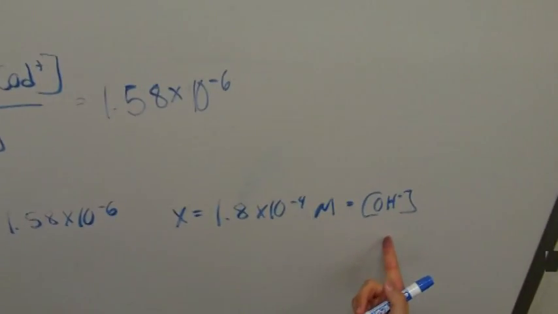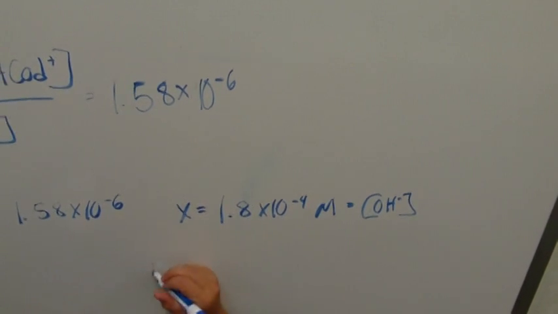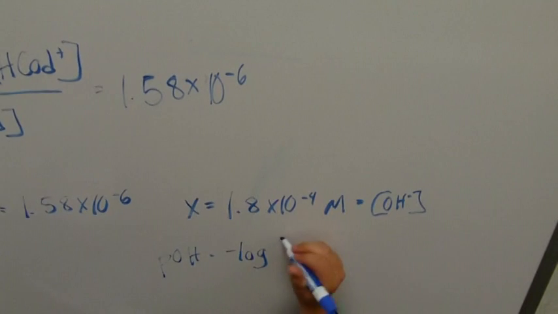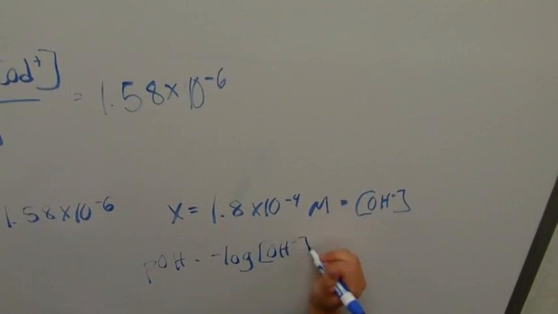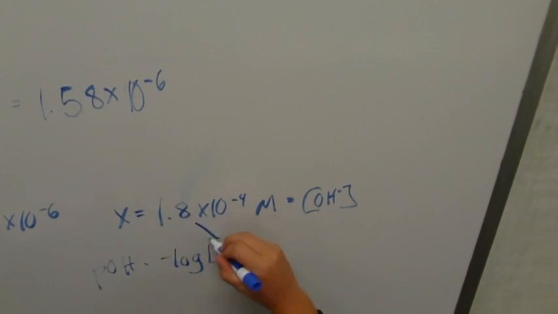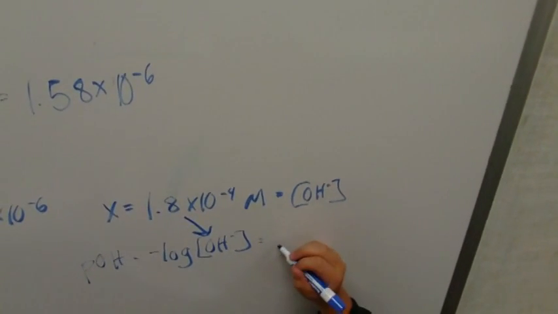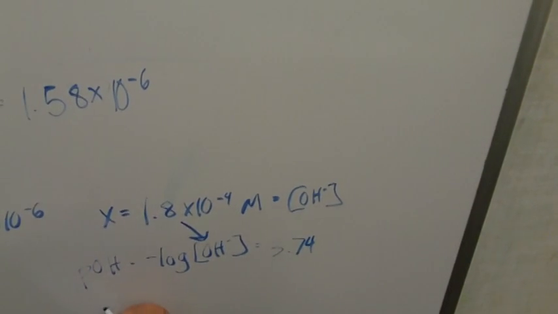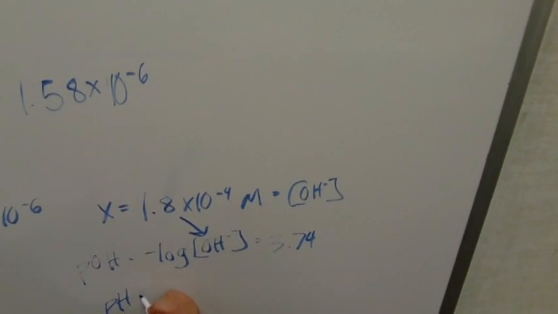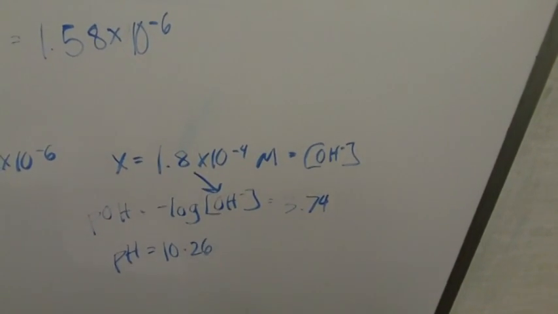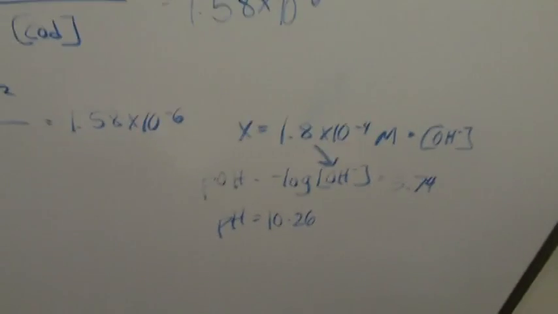So from that, we'll be able to find the pOH. pOH, remember, is the negative log of the OH negative concentration, which is just plugging this value right there. We'll get 3.74. And pH is just 14 minus that. So that's just going to be 10.26. And that is our answer, and that's how it's done.